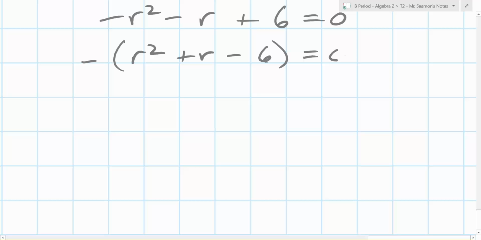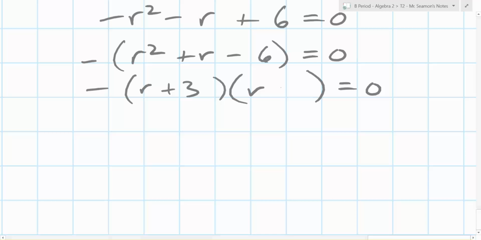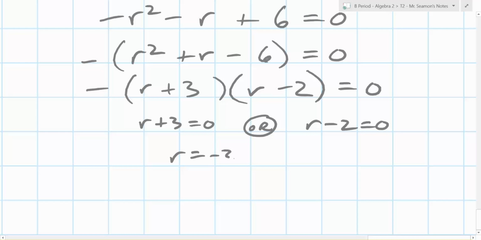So now we have negative r... Oh, we have to factor now. Raise your hand when you see what it should be factored into. So what are the two? So r plus 3 is equal to 0 or r minus 2 equals 0. So r is equal to negative 3 or r is equal to 2.